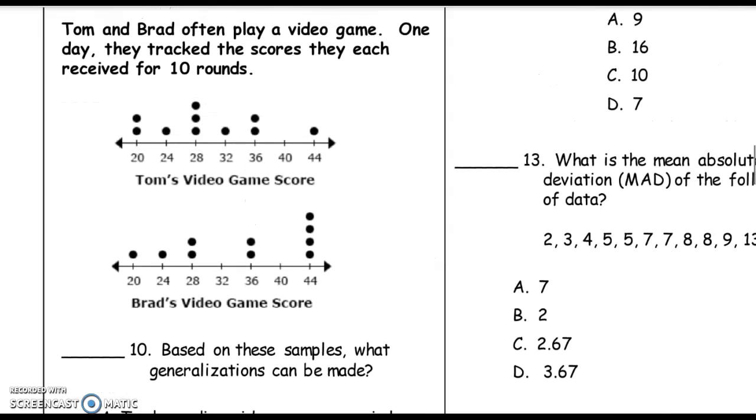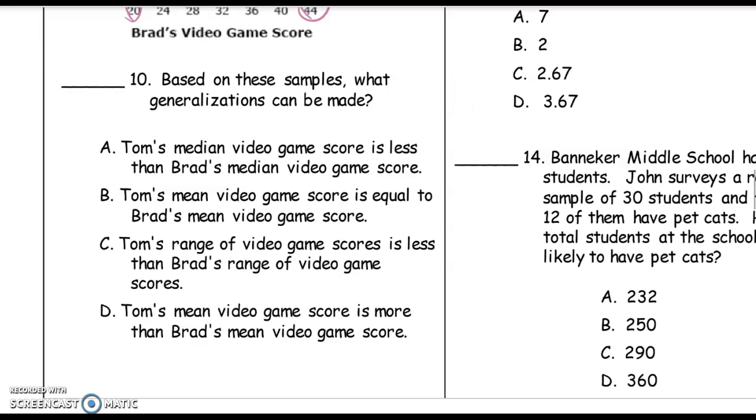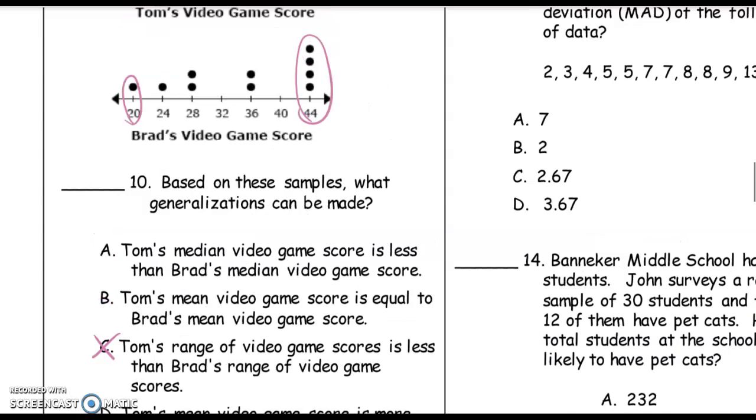We'll start with the range. That one's easiest. So my range, the ranges are going to be the same because they both have a top of 44 and they have a bottom of 20. So the range is going to be 44 minus 20, which is going to give us 24. So they're going to be the same for all of them. What does my range statement say? Nope, this says less. Tom's range is not less. All right, and then we got to find the mean and we have to find the median.